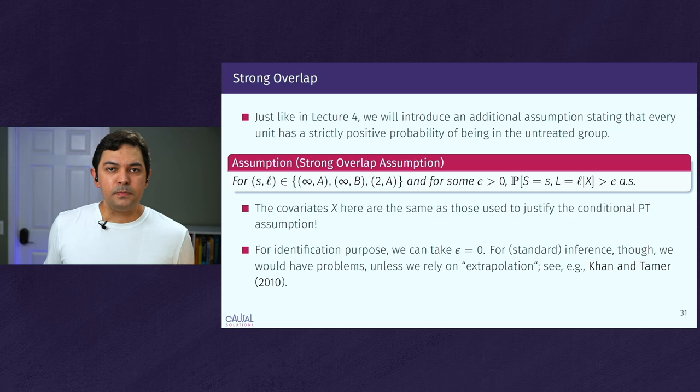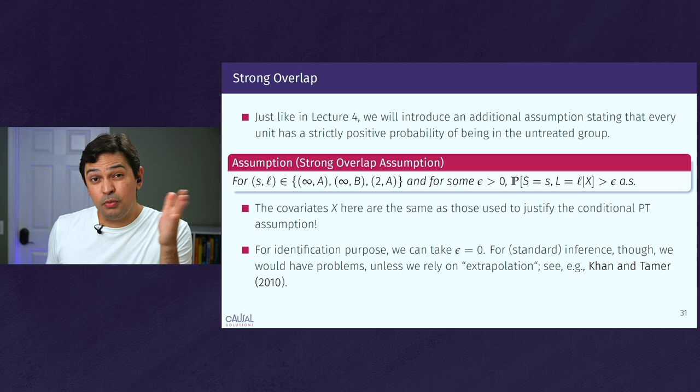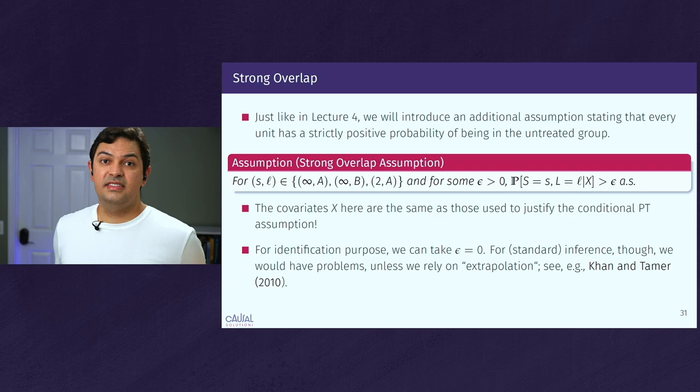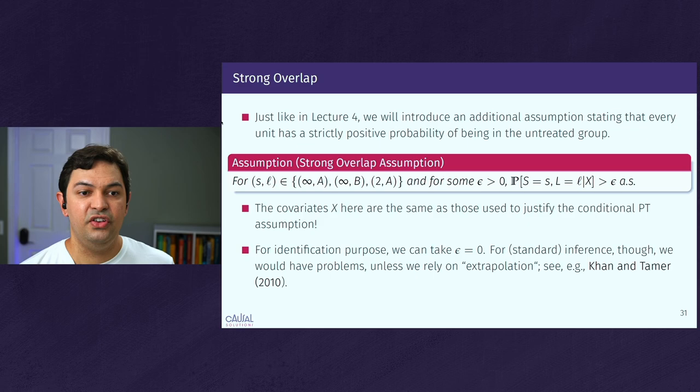So here you're going to have three different criteria, three different subgroups. You have S equals infinity and belong to partition A, you belong to untreated states with partition B, or you belong to treated states with partition A. For all these three partitions, you are untreated, and given a vector of observed characteristics X, there is a positive probability that you belong to each of these three partitions.